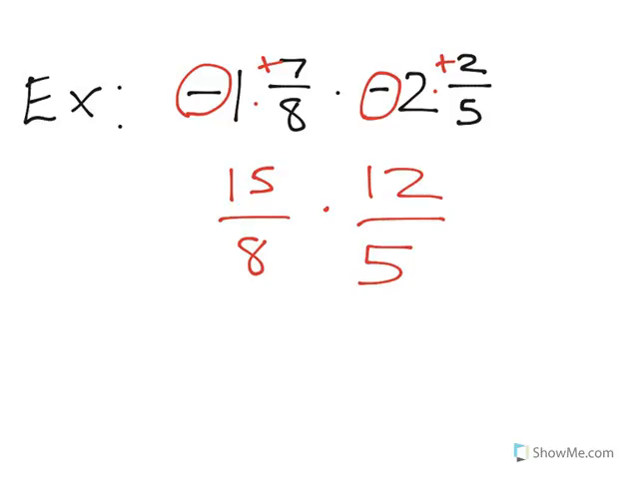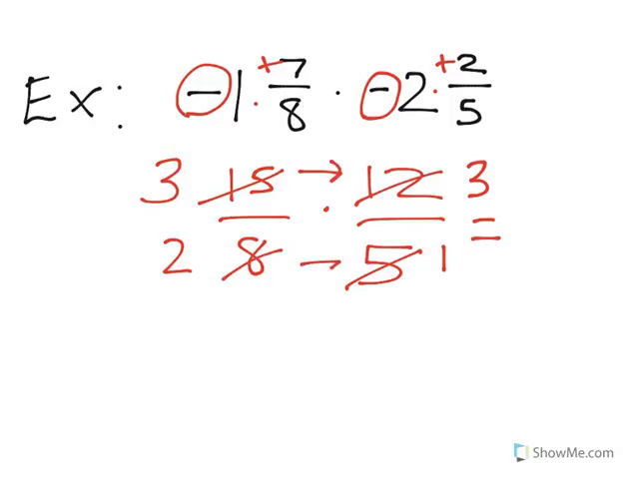Now I'm going to cross cancel. I can pull a 4 out of both the 8 and the 12. 4 goes into 8 twice. 4 goes into 12 3 times. I can pull a 5 out of the 15 and the 5. 5 goes into 5 one time. 5 goes into 15 3 times. Now I'm going to multiply the numerators, multiply the denominators. 3 times 3 is 9. 2 times 1 is 2. Now I'm going to simplify. I know 2 can go into 9 4 times with 1 left over.